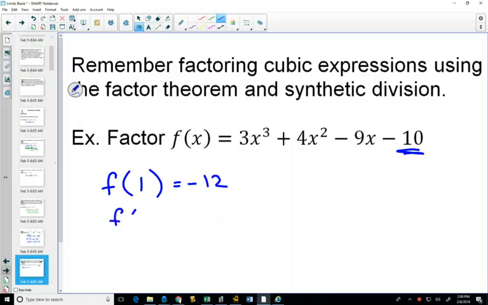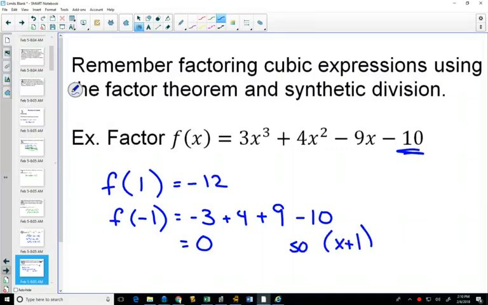If I plug in negative 1, that would give me negative 3 plus 4 plus 9 minus 10, and that is equal to 0. So that tells me x plus 1 is a factor.